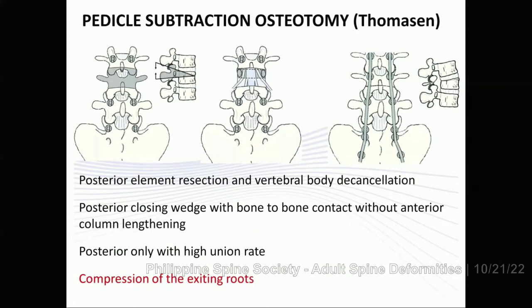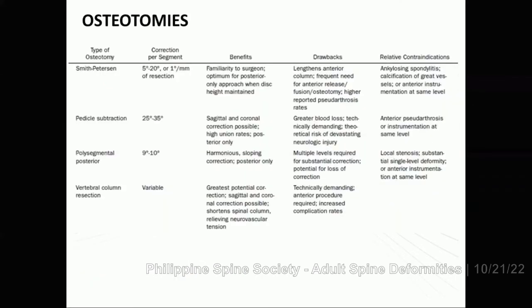A more extensive resection to include the pedicle and the cancellation of the vertebral body, also known as pedicle subtraction osteotomy, may offer even greater correction. The union rate is high because the closing wedge is bone on bone, but one must take care to ensure that the combined exiting roots are not compressed during the reduction. The two osteotomies can provide up to 20 to 35 degrees of correction in a single vertebral level.